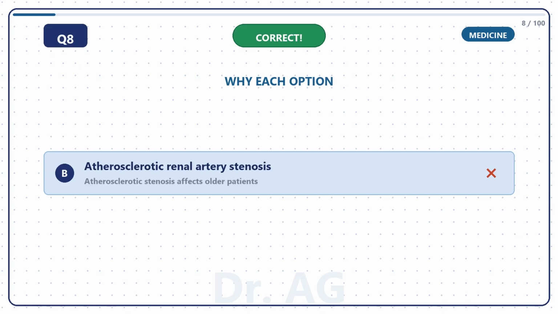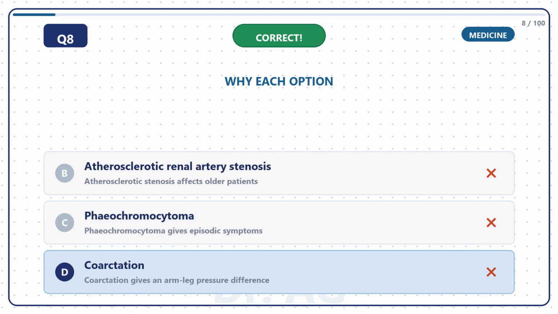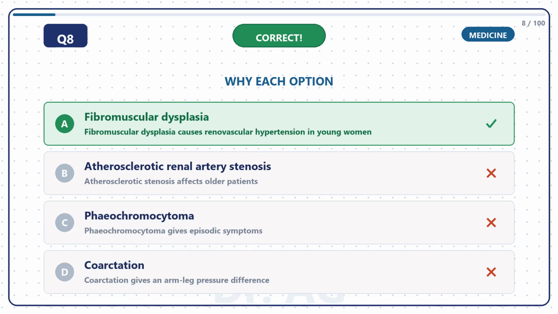Atherosclerotic renal artery stenosis. Atherosclerotic stenosis affects older patients. Pheochromocytoma. Pheochromocytoma gives episodic symptoms. Coarctation. Coarctation gives an arm-leg pressure difference. And the correct answer is fibromuscular dysplasia. Fibromuscular dysplasia causes renovascular hypertension in young women. So, the right answer is option A. Fibromuscular dysplasia.